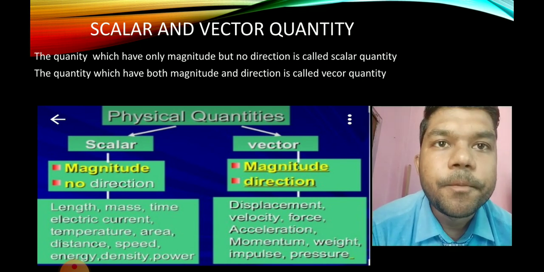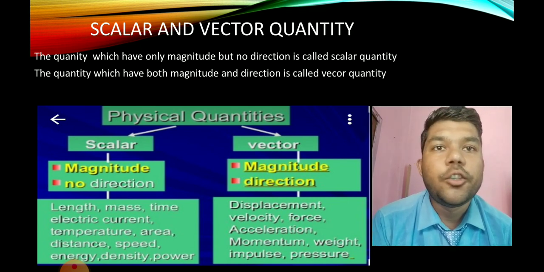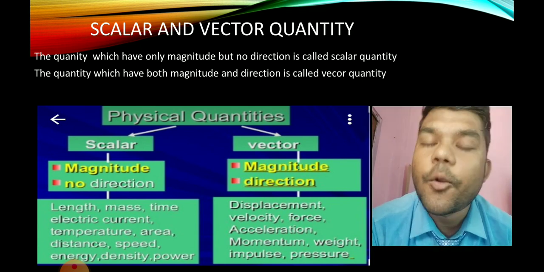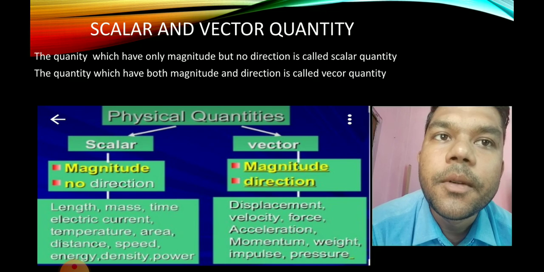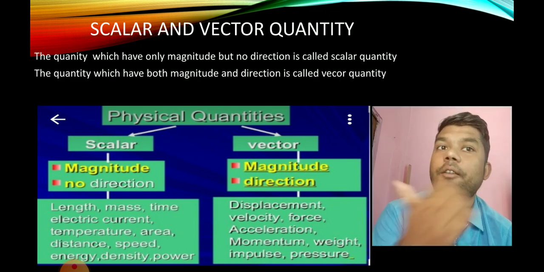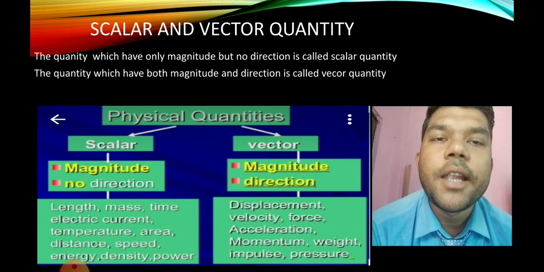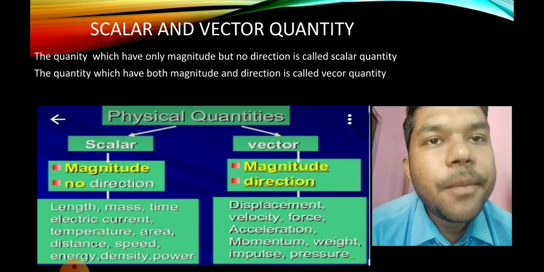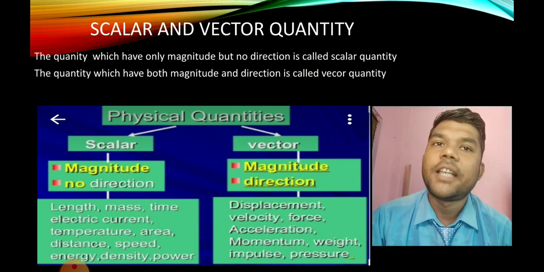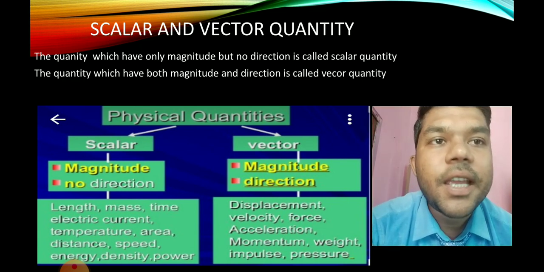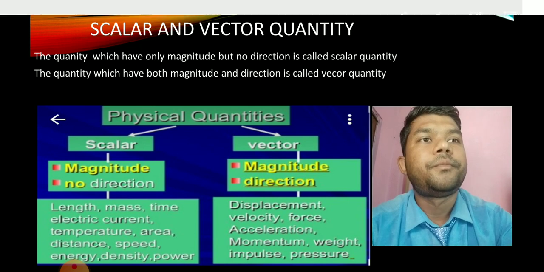Physical quantities are classified into two types. If you remember, we discussed physical quantity, the quantity which can be measured. In the first chapter, measurement, we discussed that. So physical quantities are the quantities which can be measured, and they are further classified into two types, that is scalar quantity and vector quantity.